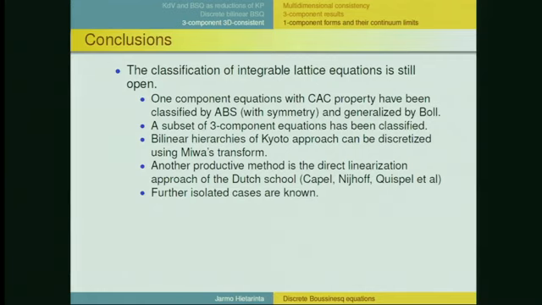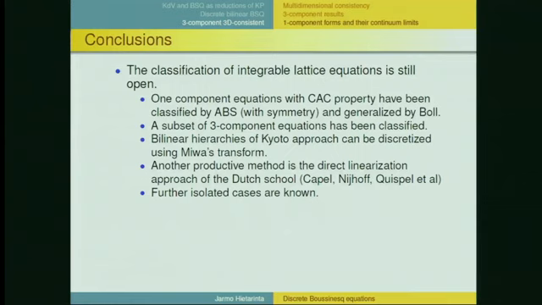Okay, so let's have some conclusions here. This is more or less something about the classification of discrete equations. Of course, we have some good results already, and partial results in the three-component form. And if you are working with the bilinear hierarchies, then there's always the Miwa transform that gives you the discrete form. This is a very powerful approach. Then there is this direct linearization approach of the Dutch school.